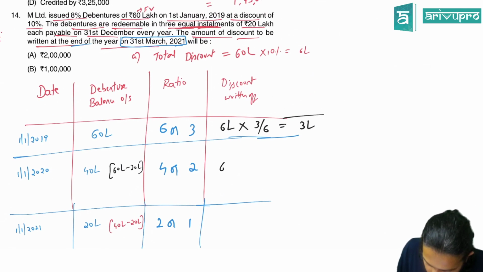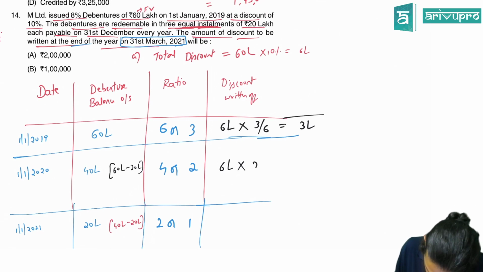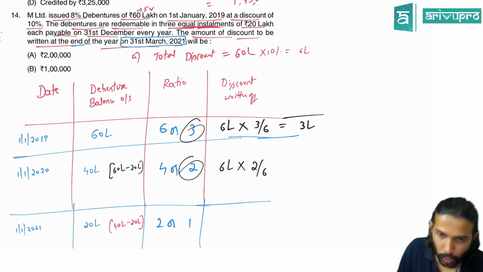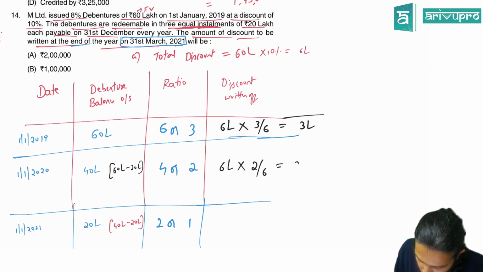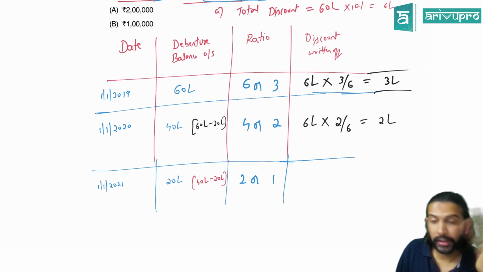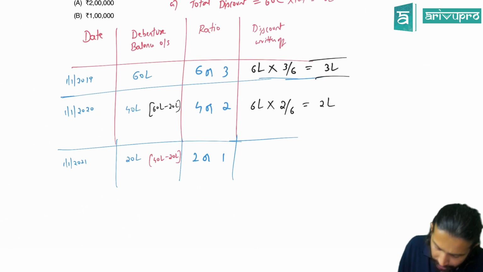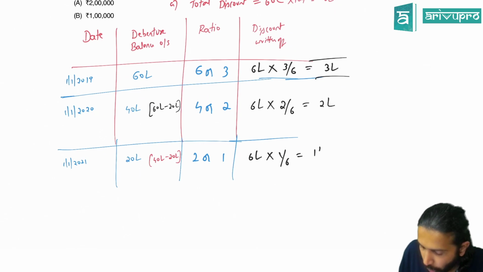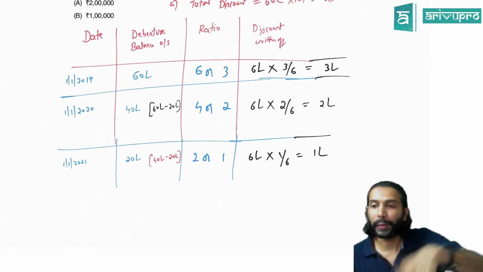Next, you will write off 6 lakh into the ratio, which is 2. That means 2/6. 3:2:1, when you add everything, you get 6, and this number is 2. So 2/6 of 6 lakh is 2 lakh. So you will transfer 2 lakh for the year ended 31st December 2020. Next year, it will be 6 lakh into 1/6, which will be 1 lakh. That is how you transfer the debenture discount to P&L.